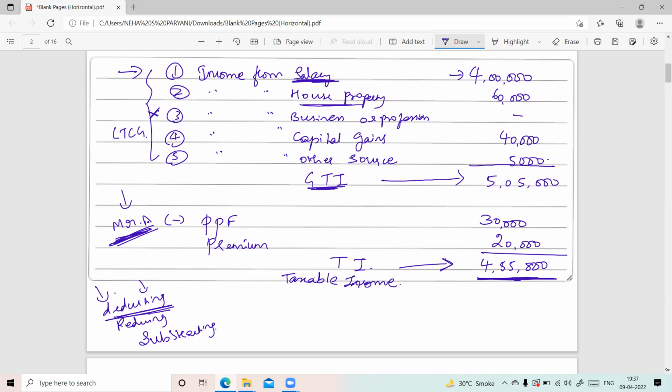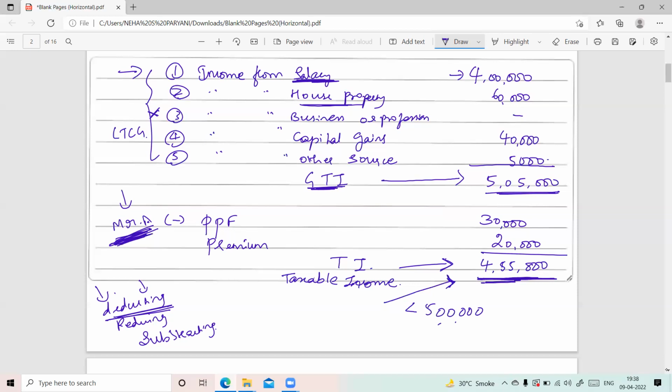As per our income tax rules, if the taxable income of an individual for a year is more than 5 lakh rupees, then some tax has to be paid by the individual. But here the total income or taxable income of Mr. A is less than 5 lakh rupees per annum. It is 4,55,000 after deductions. So Mr. A does not have to pay any tax to the government.